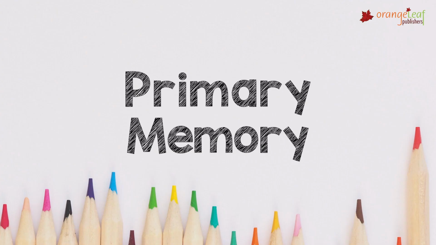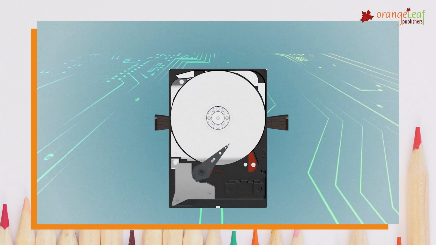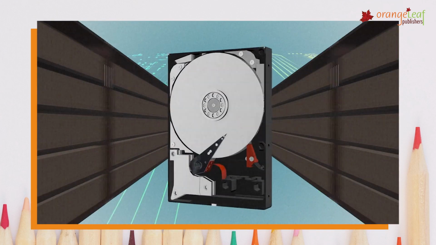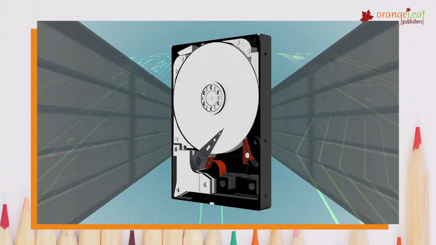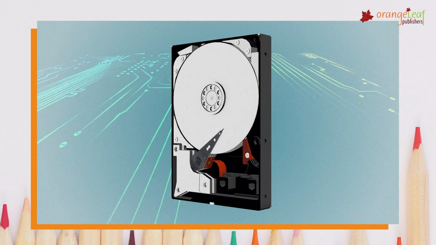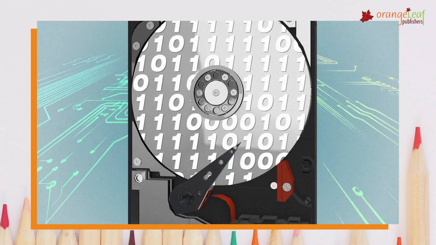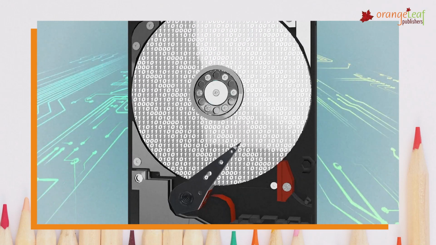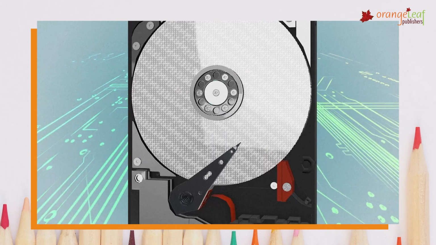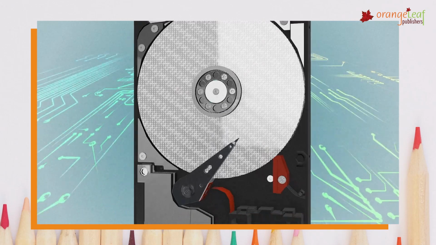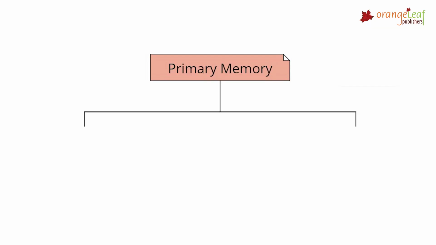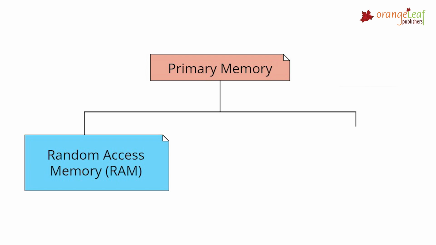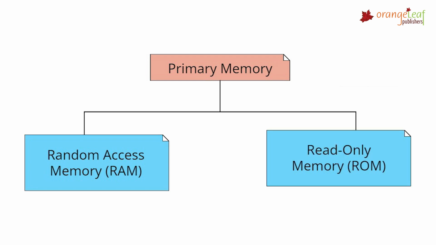Primary memory. Primary memory is the main memory of the computer system. It is also called the internal memory or main memory. This is built-in memory. It stores data and instructions required to work on the computer. There are again two types of primary memories: random access memory, RAM, and read-only memory, ROM.